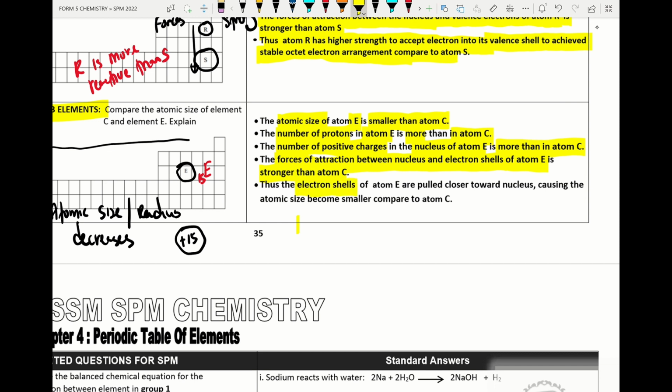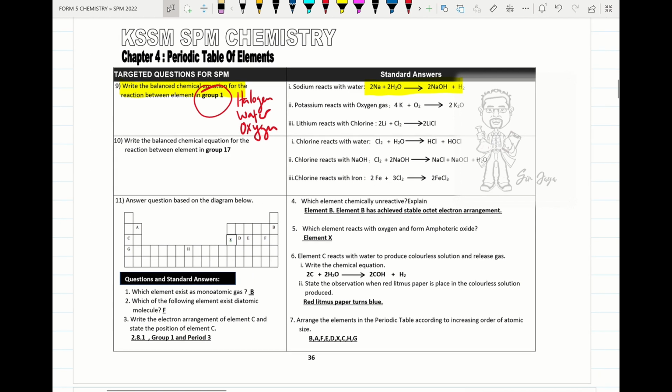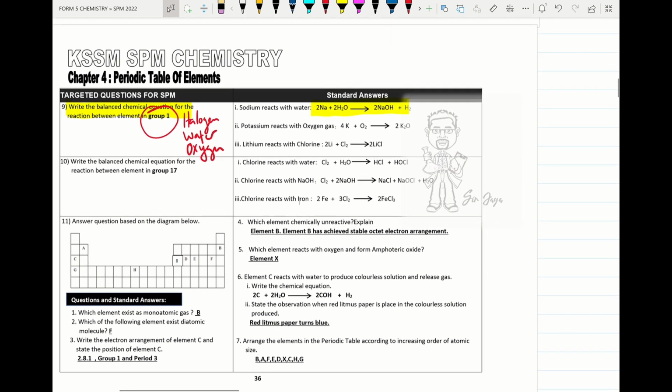Thus, the electron shell of atom E will be pulled closer towards the nucleus, causing the atomic size to become smaller compared to atom C. Alright, so to check question number 9, write the balanced chemical equation for the group 1 element. Please remember all group 1 elements can react with halogen, they can react with water, and also they can react with oxygen. Alright, so we check the first one, sodium reacts with water to produce sodium hydroxide and hydrogen gas.